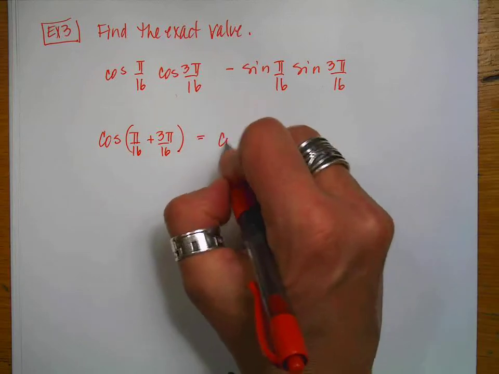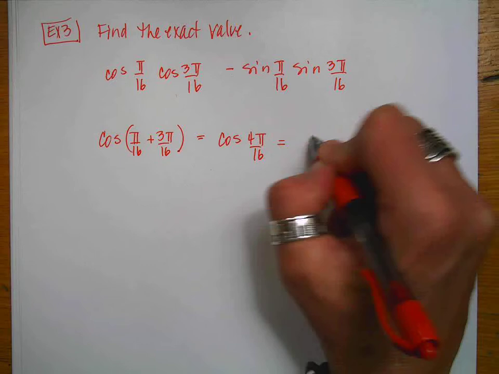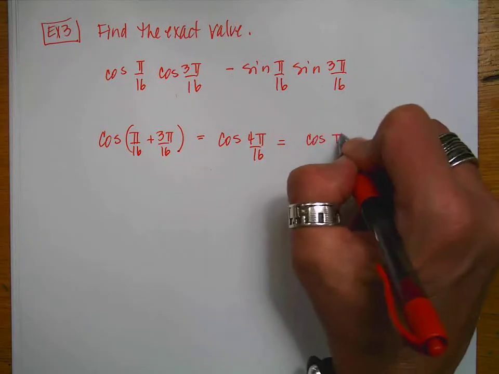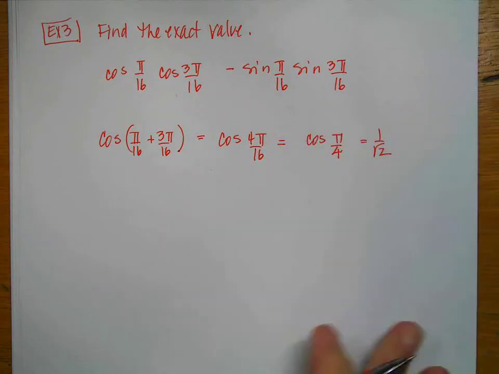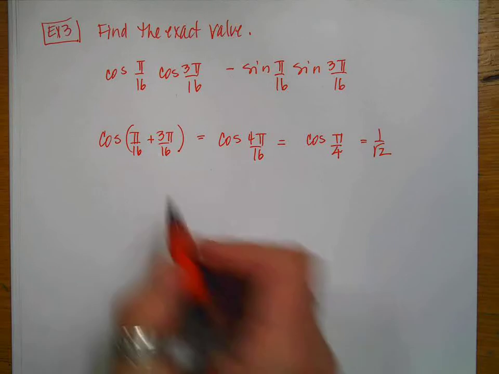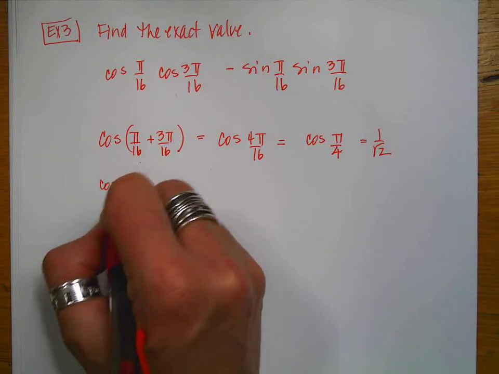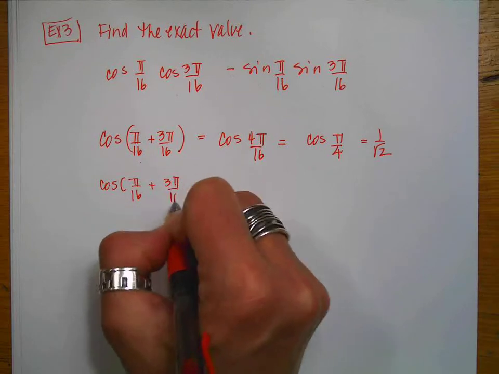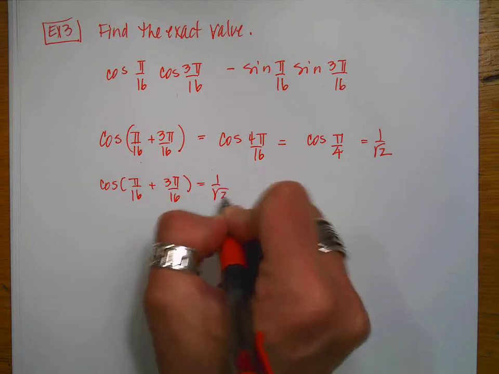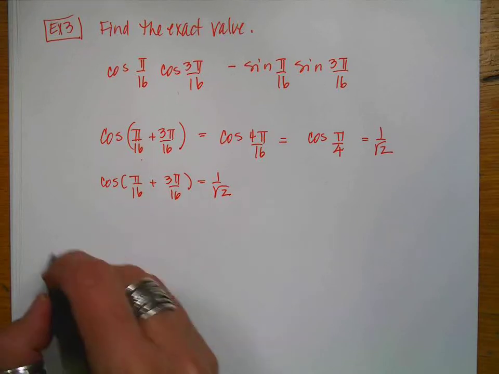And I'm just going backwards. So then if I simplify that math, this is the cosine of 4 pi over 16, which is the cosine of pi over 4, which is 1 over radical 2. So that was actually pretty easy. So to report my answer, I'm going to say that the cosine of pi over 16 plus 3 pi over 16 is equal to 1 over radical 2. All right, I have one more example.